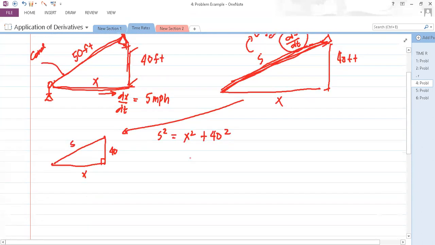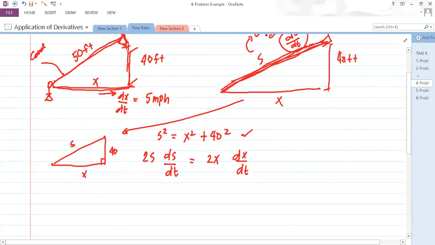Okay, so we can now differentiate this with respect to time. Okay, so ito yung equation natin. Differentiate natin siya with respect to time. That is 2s ds with respect to time is equal to 2x dx with respect to time. And of course, the derivative of a constant is equal to 0. Kaya 0. Okay? So we have dx dt. Ang hahanapin natin is the ds dt. That is how fast is the cord being rolled out.